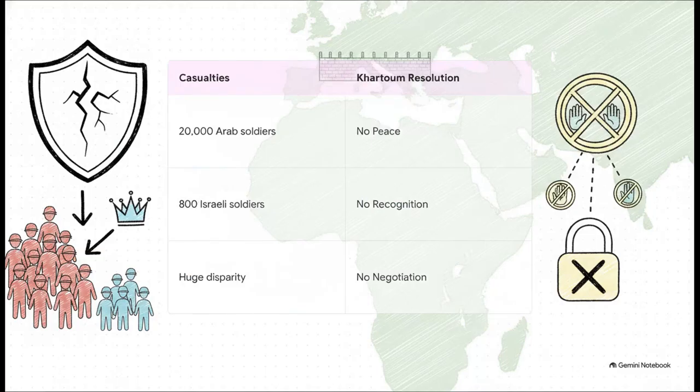But as we see time and time again, military victory didn't equate to peace. The fallout revealed a profound and devastating disparity. Roughly 20,000 Arab soldiers were killed, compared to just 800 Israelis. This humiliating defeat pushed Arab leaders to gather in Sudan in August of '67, and the result was the famous Khartoum Resolution, which delivered the staunch 3 no's: no peace with Israel, no recognition of Israel, and no negotiation with Israel. Diplomatic progress was utterly, absolutely frozen.